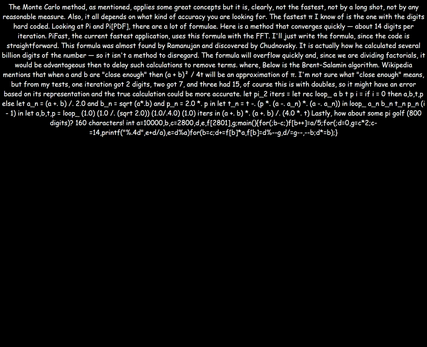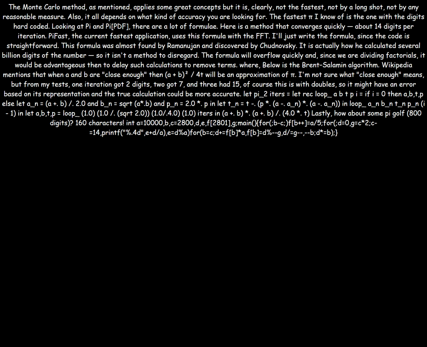Looking at the Pi and Pi PDF, there are a lot of formulae. Here is a method that converges quickly, about 14 digits per iteration. PiFast, the current fastest application, uses this formula with the FFT. I'll just write the formula, since the code is straightforward. This formula was almost found by Ramanujan and discovered by Chudnovsky. It is actually how he calculated several billion digits of the number, so it isn't a method to disregard.